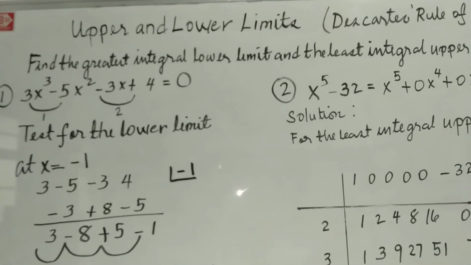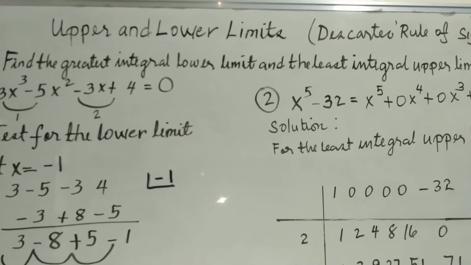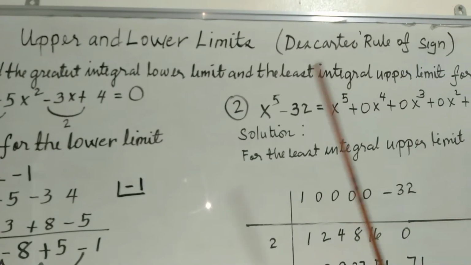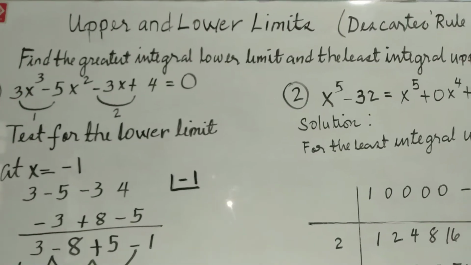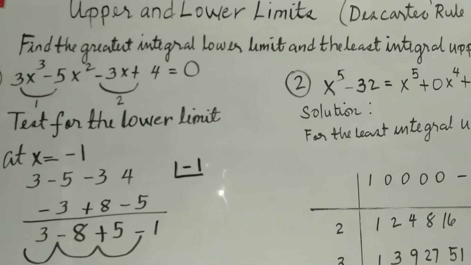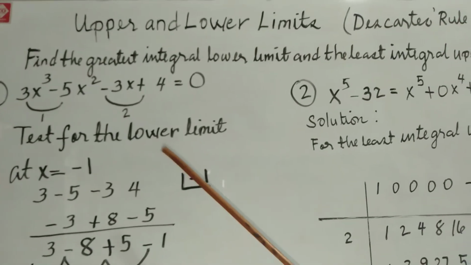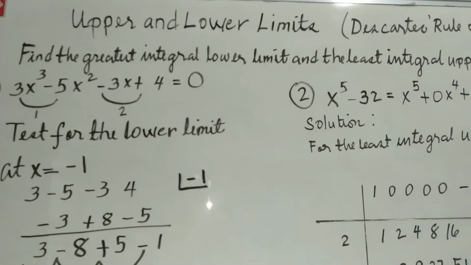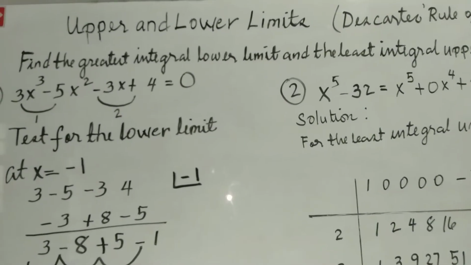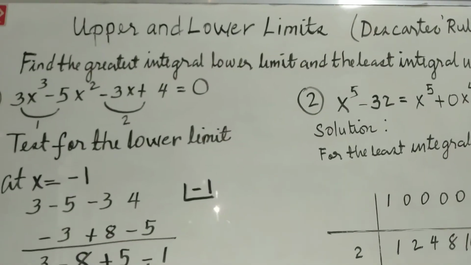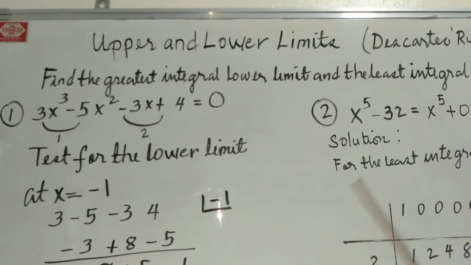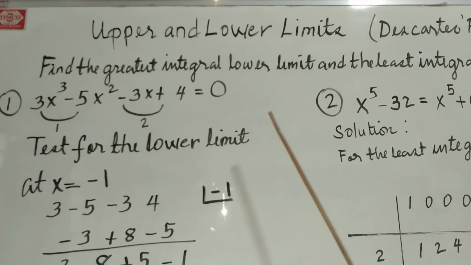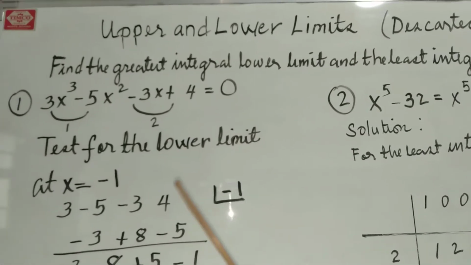Hi, good morning. In the application of the Descartes rule of signs in finding the roots, two factors we need to consider are the upper and the lower limits of the roots. And we'll show how we're going to get the upper and lower limits of its polynomials. So we have two problems.